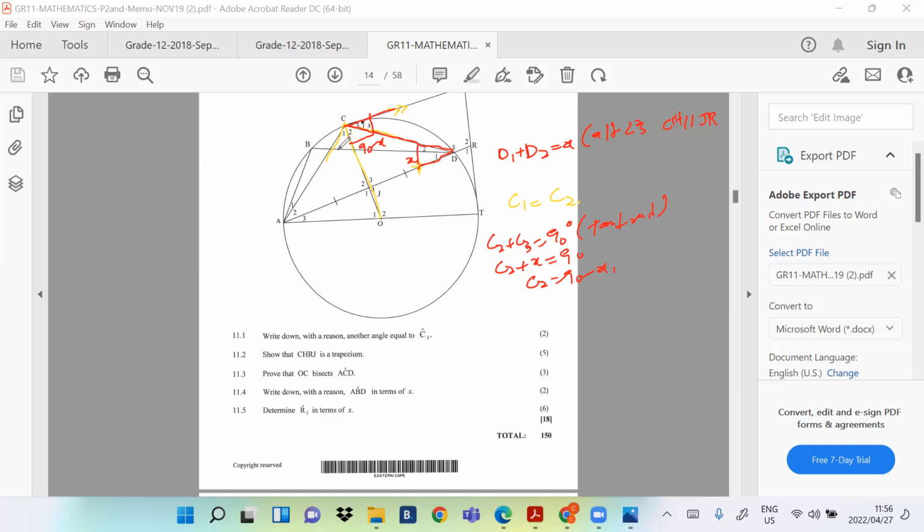Let's see C1. How are we going to get C1? C1 is A2 and A3, right? This and that are equal. C1 is A2 plus A3, right? Because OC is OA. Opposite sides equal opposite angles, okay?